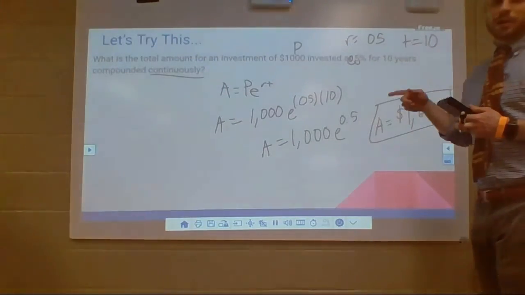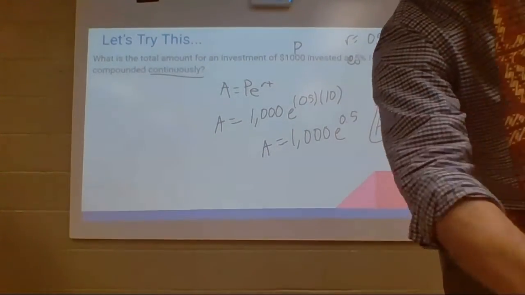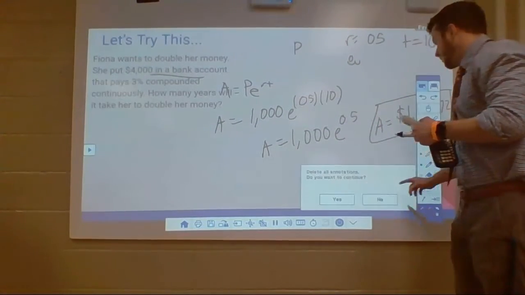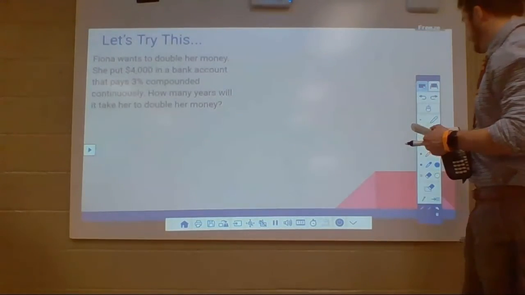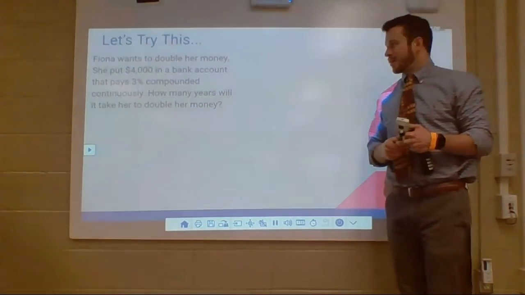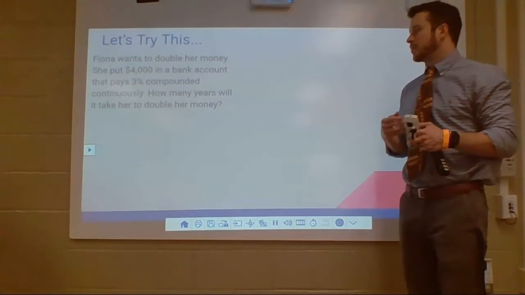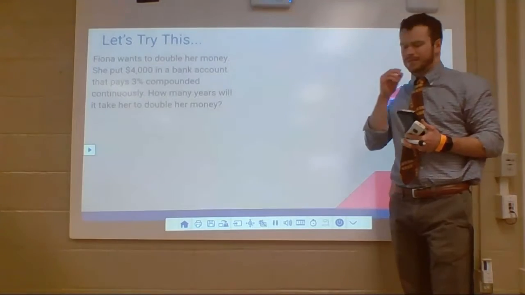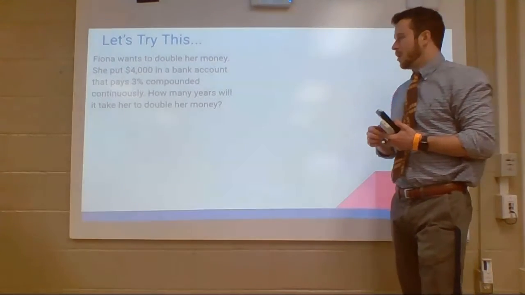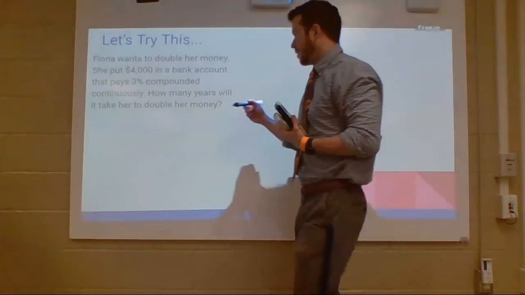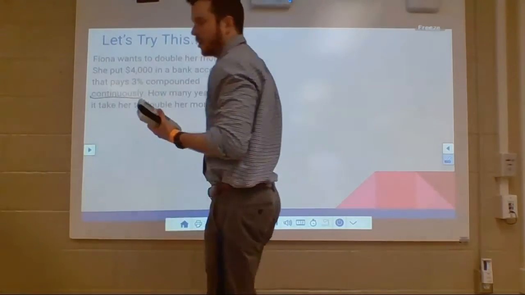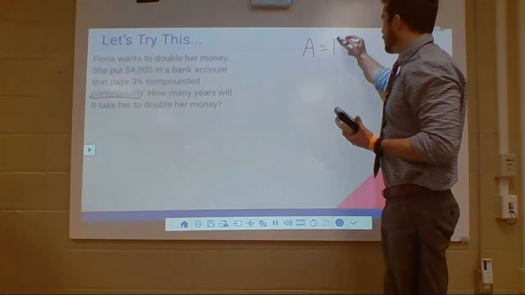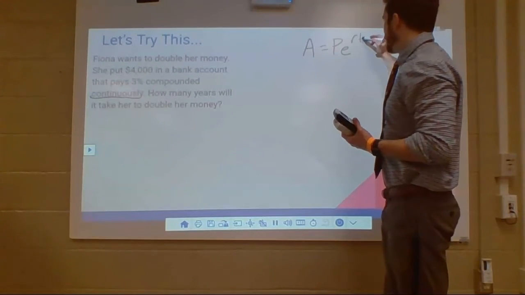Let's try one that's going to be a little tougher, where we're not just finding the final amount. So this one says Fiona wants to double her money. She put $4,000 in a bank account that pays 3% compounded continuously. How many years will it take for her to double her money? Okay, let's think about what we have. We see compounded continuously, so we know we're going to use PERT. So let's just go ahead and write that formula. A equals P times e raised to the rt power.